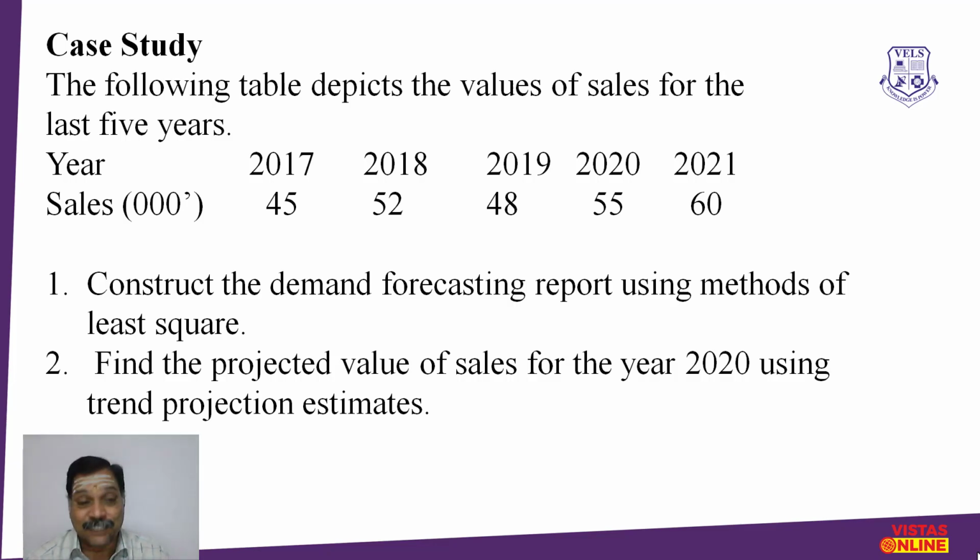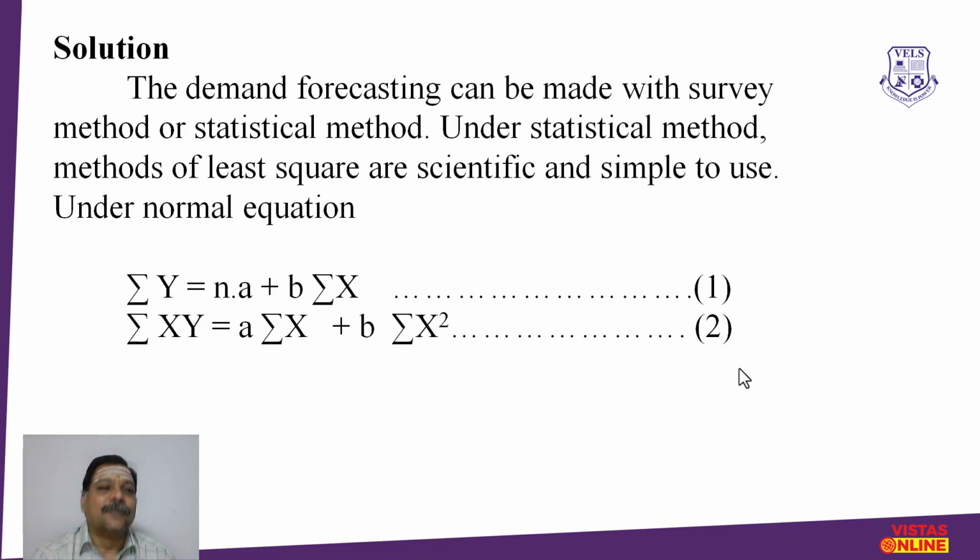So based on this information they are asking us to construct the demand forecasting report by using the method of least squares. And the second question is find the projected value of the sales using trend projected method for the future period, 7th period, 2023 we can have. Now let us start the solution.